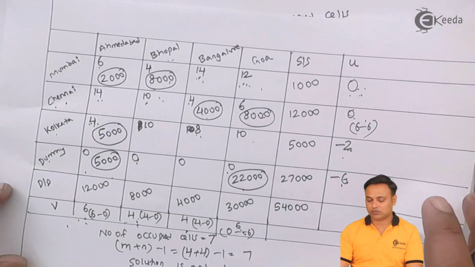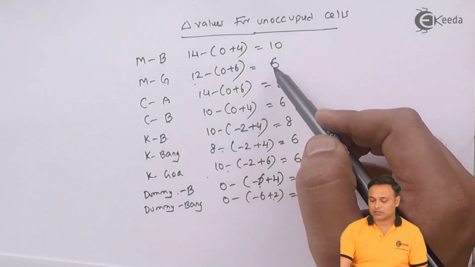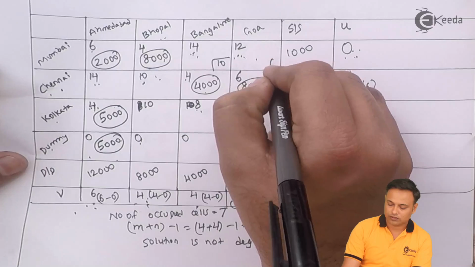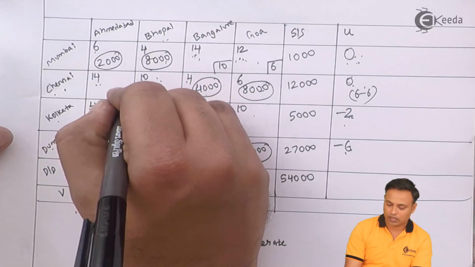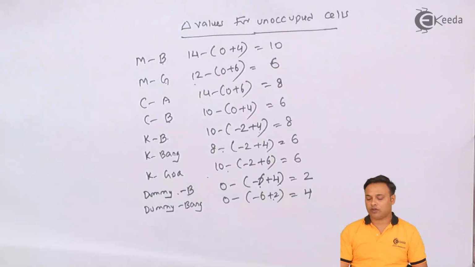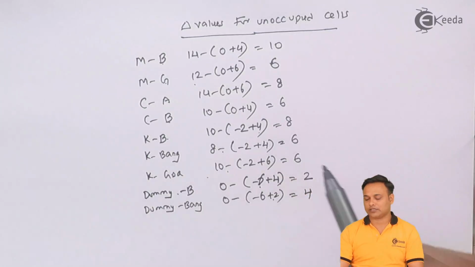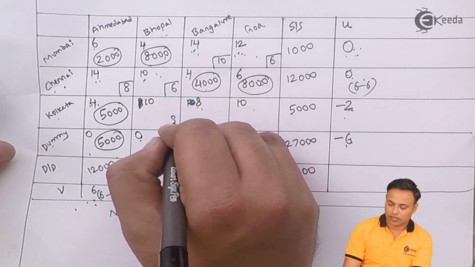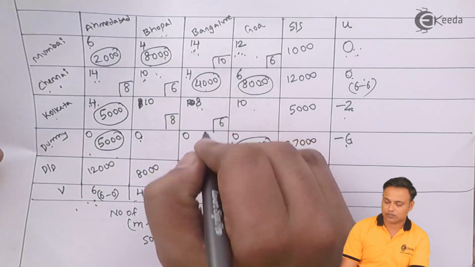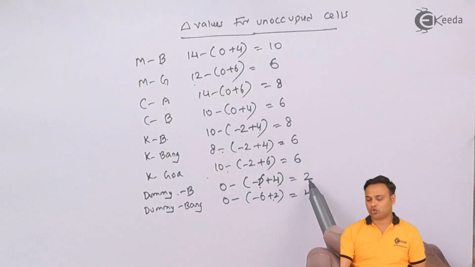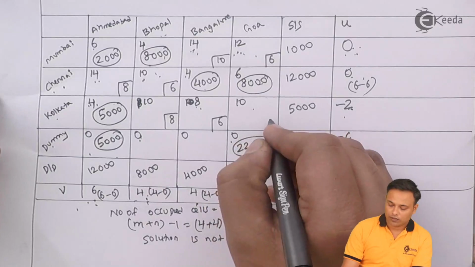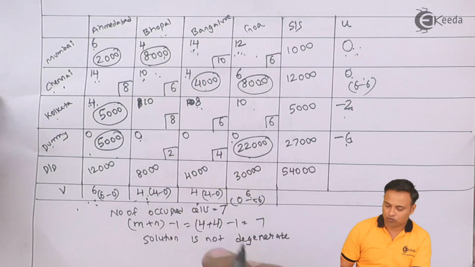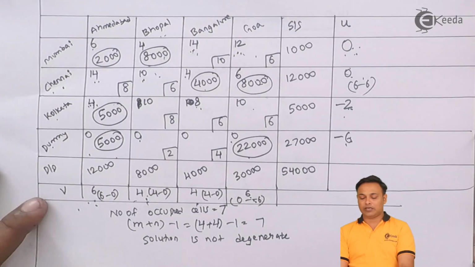So I got the values 10, 6 and 8. Then we have got the values 6, 8 and 6. And then we have got the values 6, 2 and 4. So finally we have got a table here.